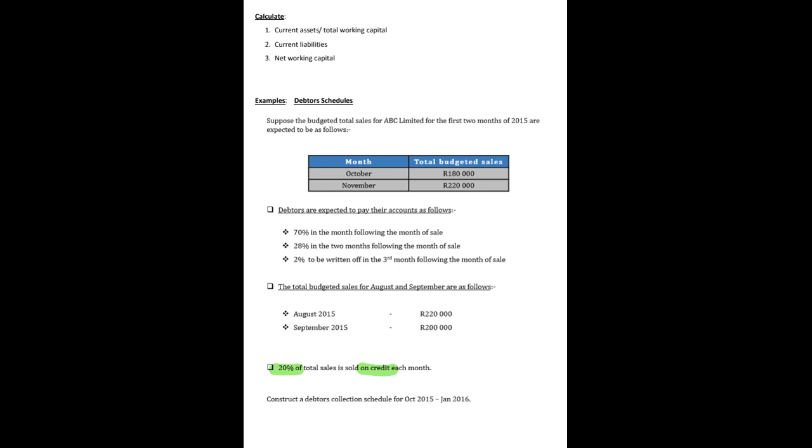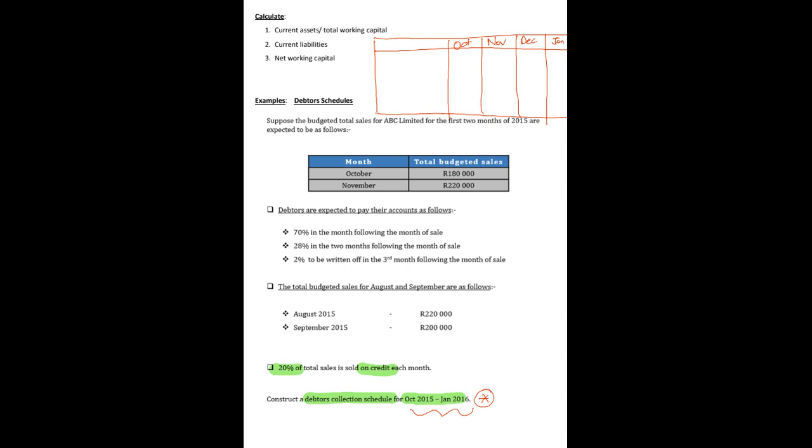And then the question right at the bottom says to construct a debtor's collection schedule for the months of October 2015 to Jan 2016. Now, these months that they've mentioned at the bottom here are the ones that, when you draw up your debtor's schedule, will go across at the top. So basically, you're going to have October, November, December, and Jan. So whichever months they ask you to draw up the schedule for in the question are the months that go across here at the top.